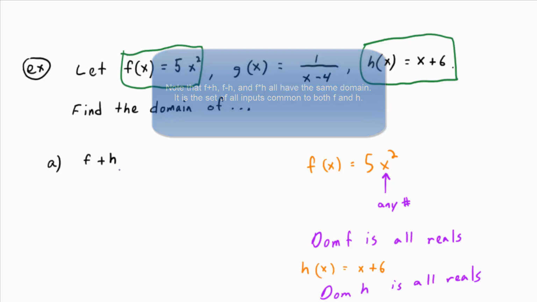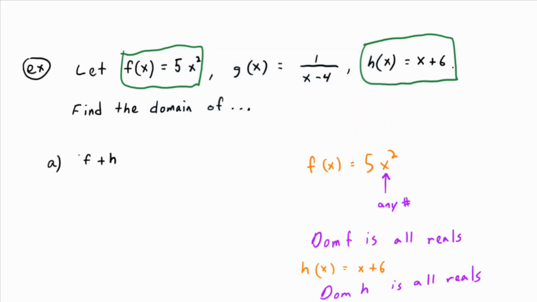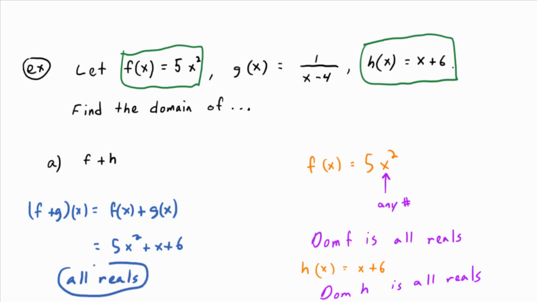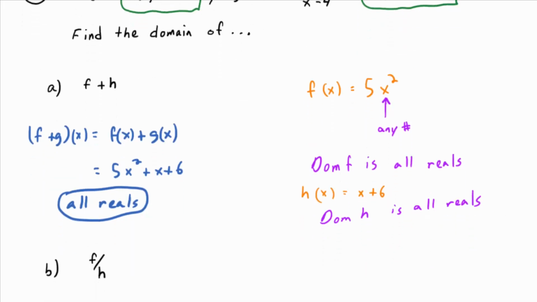So it's all reals. Now, if you want to go ahead and find f plus h of x, a generic formula for it, you can think of it that way too. So f plus h of x is equal to f of x plus h of x, which is 5x squared plus x plus 6. It's pretty clear you can plug any x value you want in there. Those operations can be done on any x value. That's another way to think about it. Does that make sense? So all reals. That's the domain.